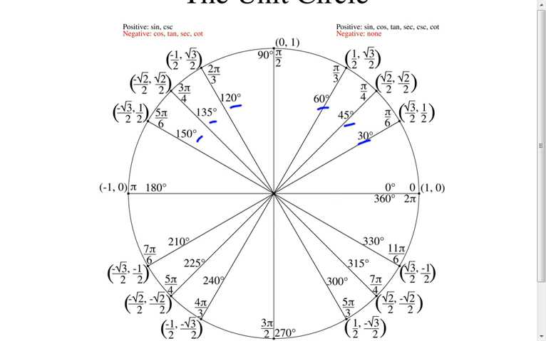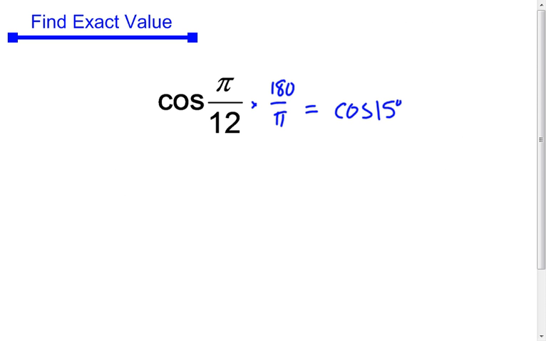You could do 45 minus 30. You could do 60 minus 45. You could do 135 minus 120. You could do negative 315 plus 330. However you want to do it, it doesn't matter. It really makes no difference. I'm going to use 45 minus 30, but you can use it whichever way you want.